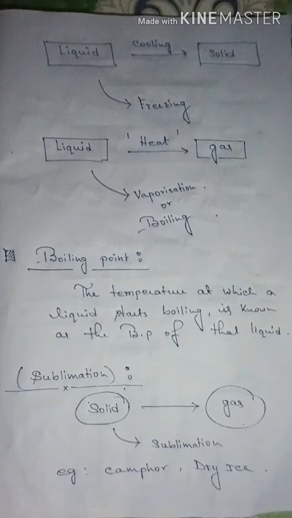Now, if liquid converts into solid, this process is known as freezing. We have the example of water converting into ice. If we cool water in a refrigerator or whatever, the liquid, that is water, converts itself to ice, that is solid. So the conversion of liquid into solid is known as freezing.